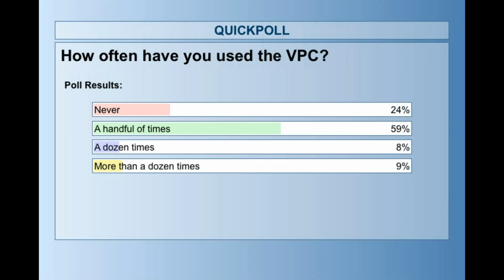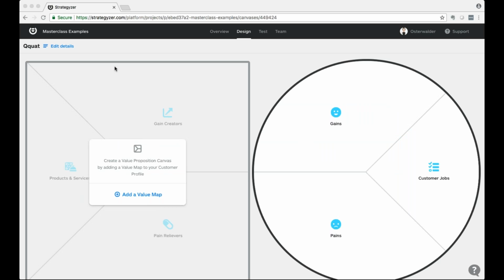All right, so how often have you used the value proposition canvas? 24% said never, 59% said a handful of times, 8% said a dozen times, 9% said more than a dozen times. Okay, excellent. So I can see a couple of people who have a little bit of experience with it. So I do hope this best practice session will help a little bit with getting even better at this.